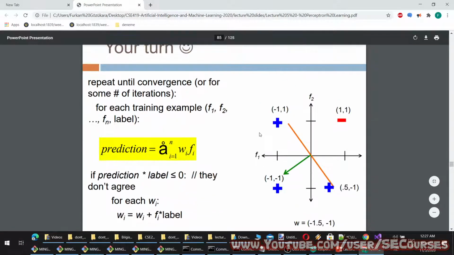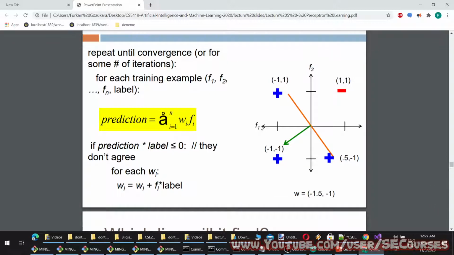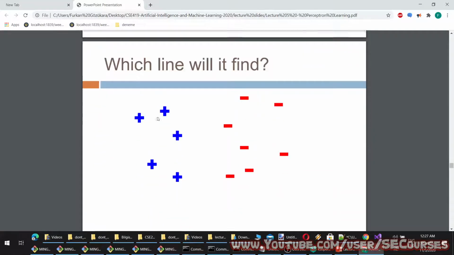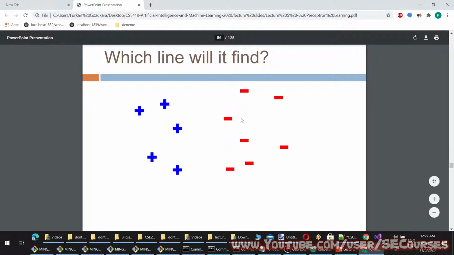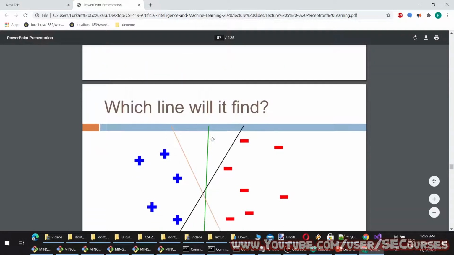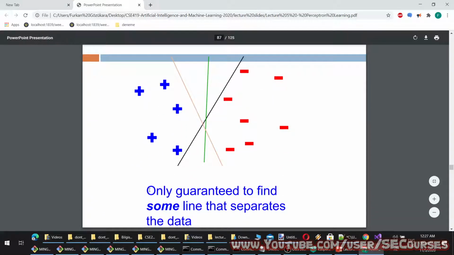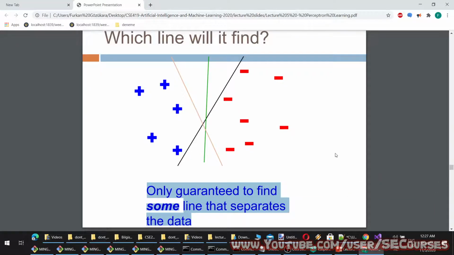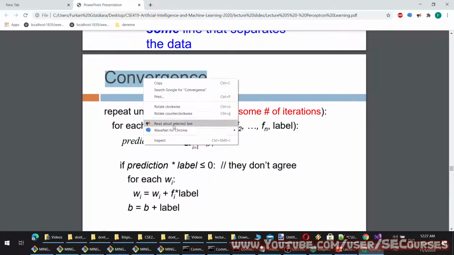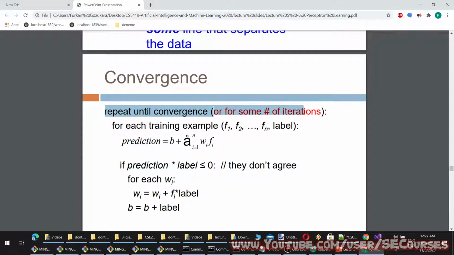Okay, now you get the idea of updating weights for only a two-dimensional feature space. So with a two-dimensional feature space, with a single line, we can separate them. So in this case, which line will it find? It can find many lines that will separate or that will satisfy this classification like this. However, which one is best? Only guaranteed to find some line that separates the data. Convergence.